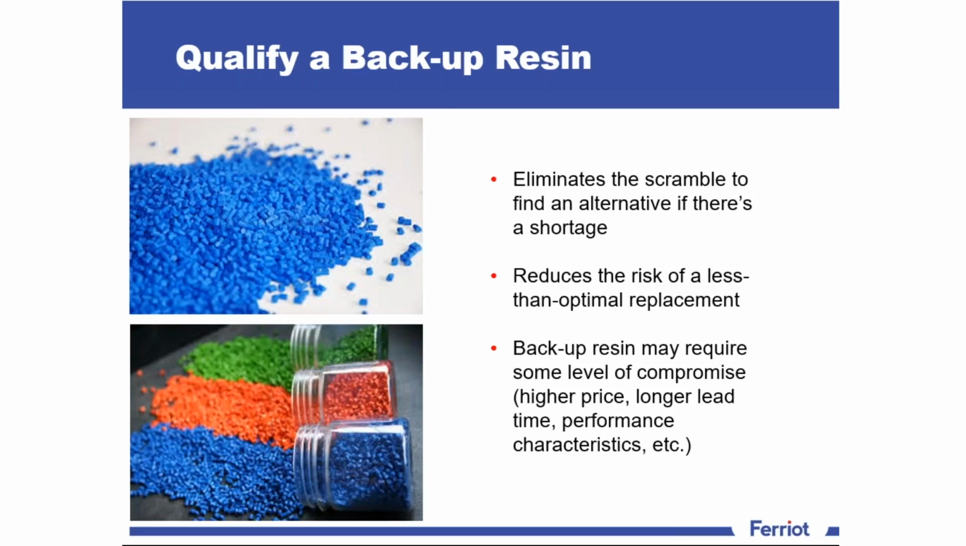Work with your injection molding producer to identify and qualify an alternate resin, or backup resin, at the same time as you choose your primary resin. Identifying an alternate resin eliminates the scramble to identify and source a new one if there's a shortage of the primary choice, and reduces the risk of making a less than optimal choice.